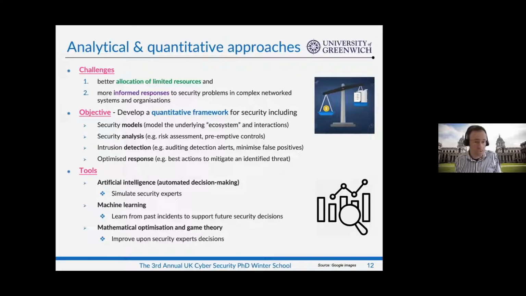So the tools, I would say first, it is artificial intelligence, because you have this automated decision making, and you want to simulate the security experts for sure if you want to replace them. An example could be a virtual CISO that takes decisions, not in the form that is obviously given by the industry right now, but in the form of a software.